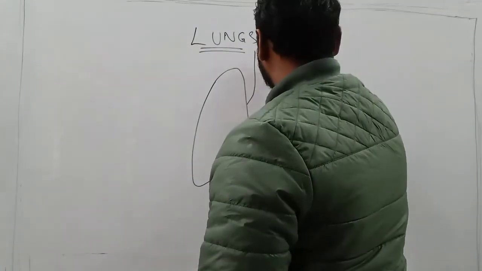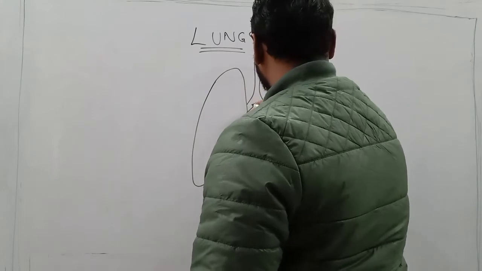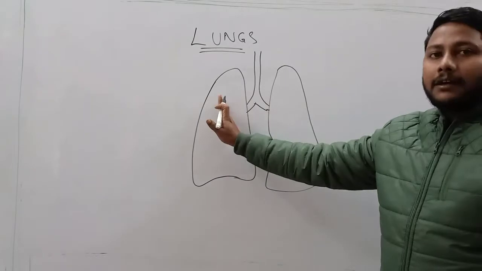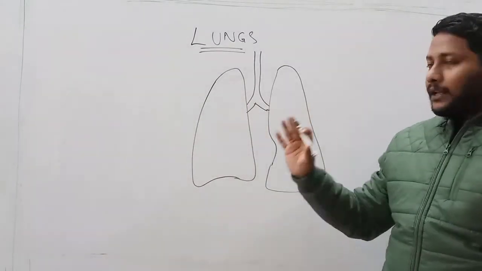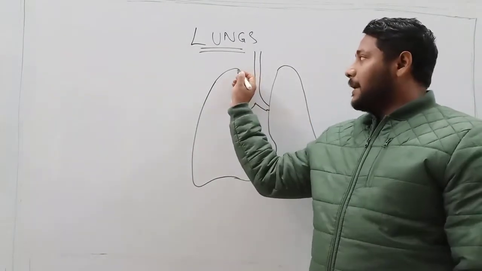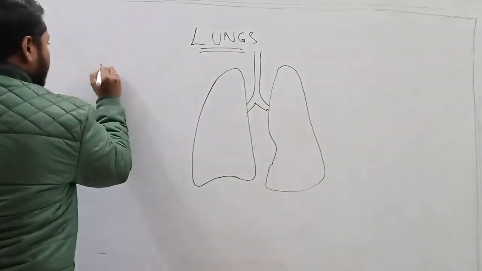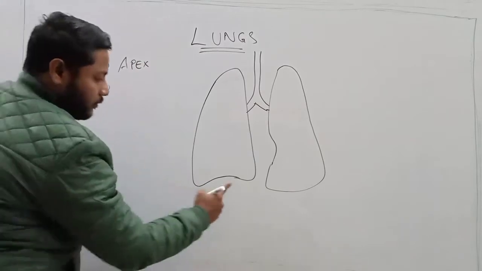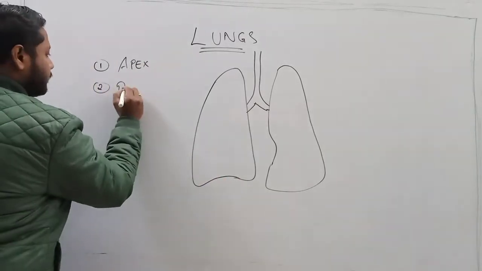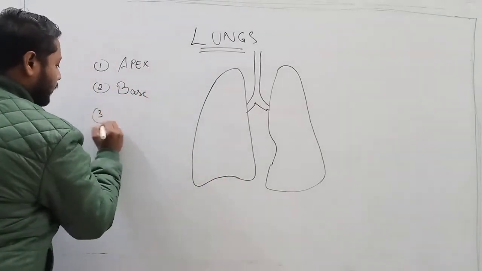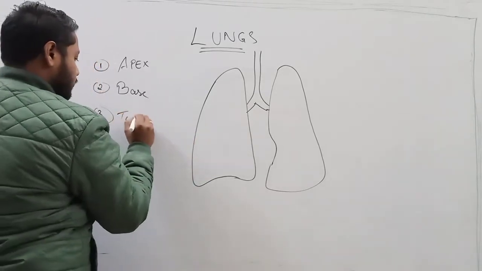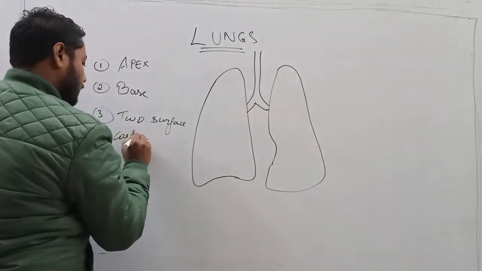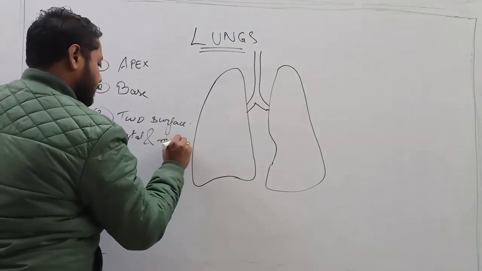We have the trachea. This is the right lung, this is the left lung. Now a lung consists of an apex. We have an apex. Then we have a base over here. And we have two surfaces, the costal and medial surface.